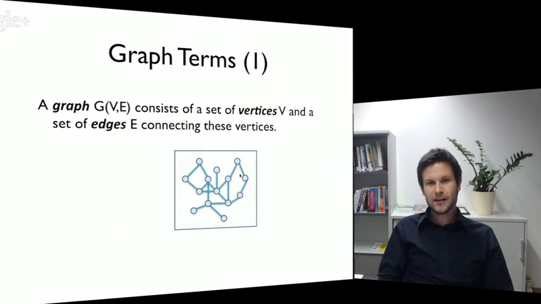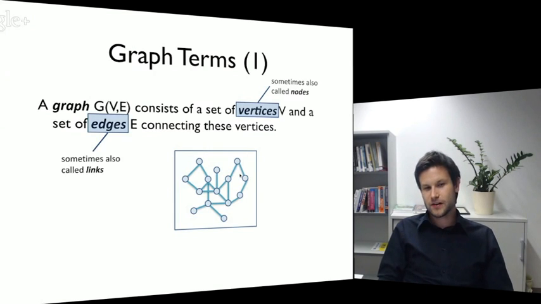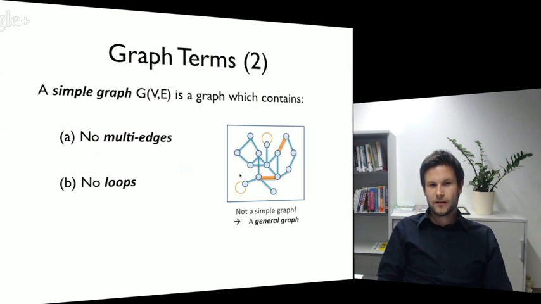So if we try to define a graph, it consists of vertices and edges. And edges connect the vertices. That's very simple. And vertices are also referred to as nodes, and edges are also referred to as links. All right. So we say it's a simple graph if a graph does not have multi-edges.